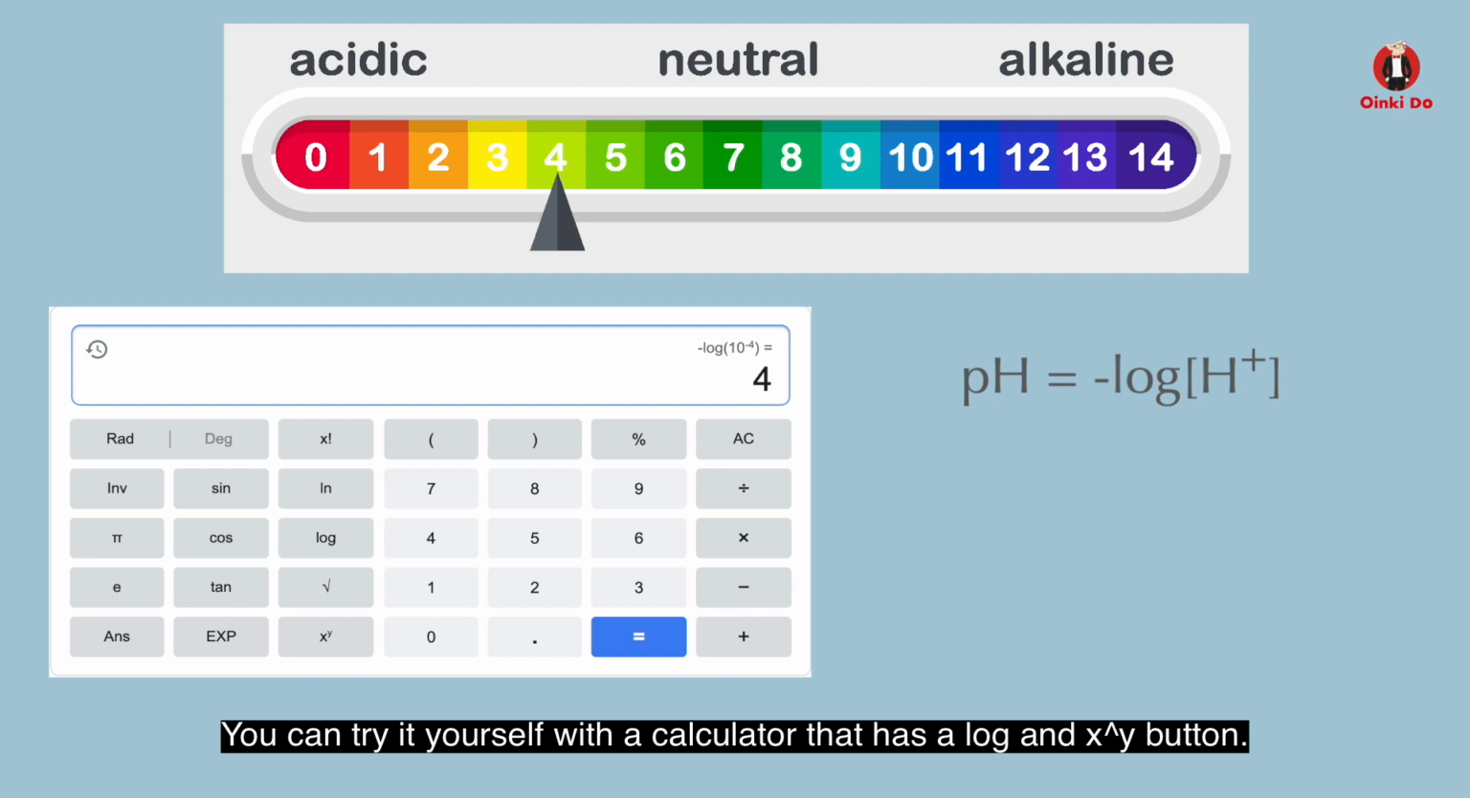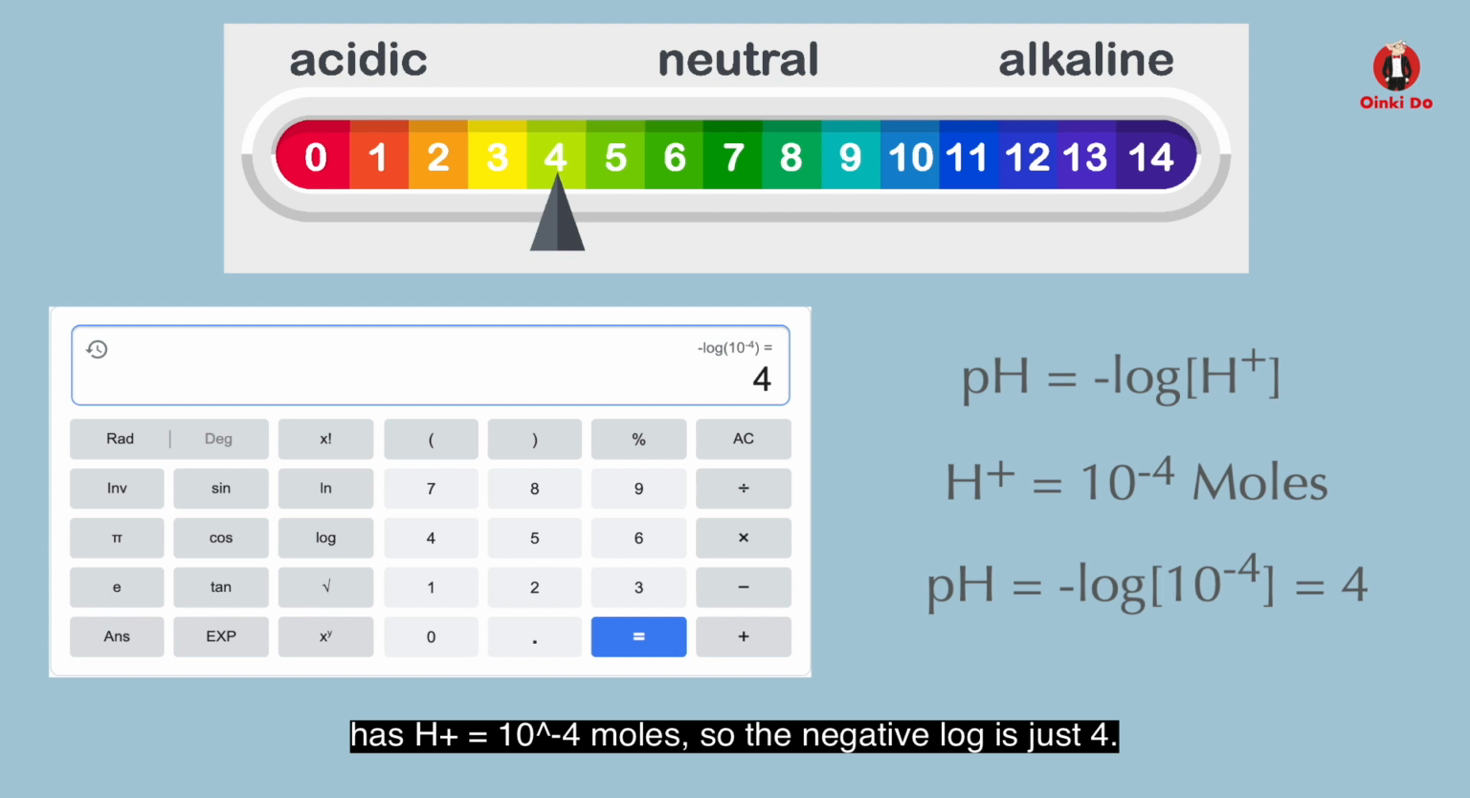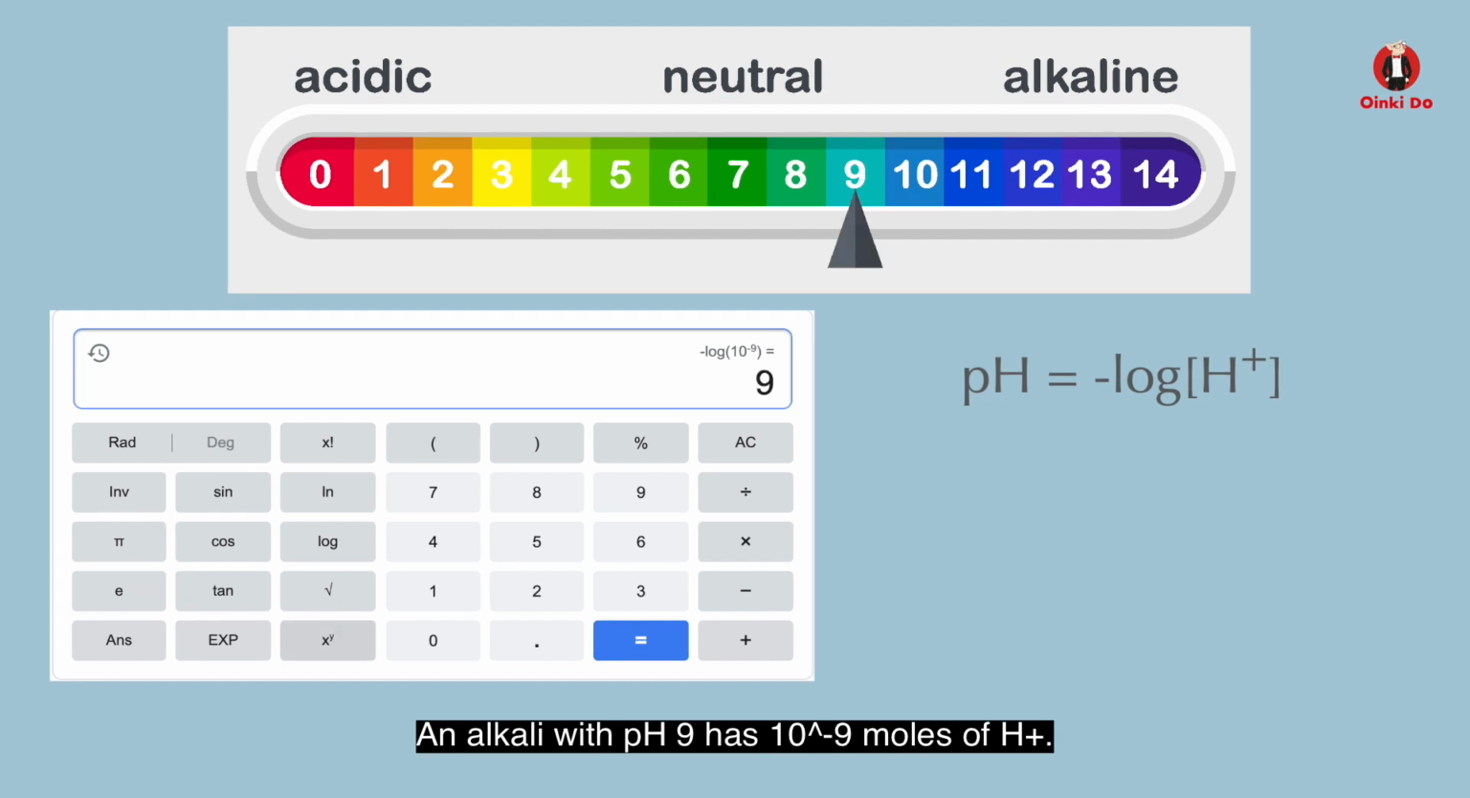You can try it yourself with a calculator that has a log and an x to the power of y button. For example, an acid with a pH level of 4 has H+ equal to 10 to the minus 4 moles. So the negative log is just 4. An alkali with pH of 9 has 10 to the minus 9 moles of H+.